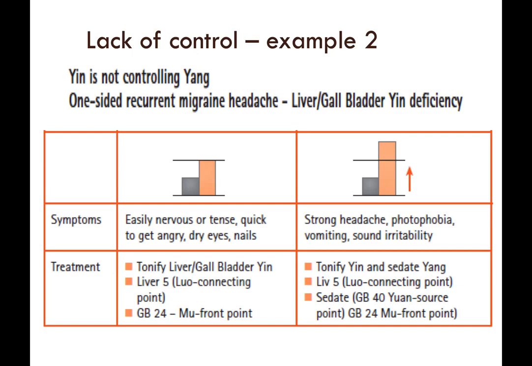Now, if you have a strong headache, so we have here a symptomatic patient, with photophobia, vomiting, and sound irritability. This is a person who is very sensitive to noises. So we tonify the yin and sedate the yang. This is subacute. Now liver 5 is the luo connecting point. In addition, we sedate gallbladder 40, which is the yuan source point. And of course, we use gallbladder 24, which is the mu front point.